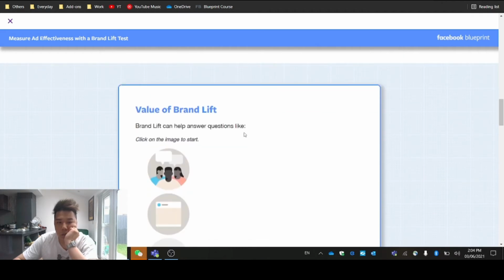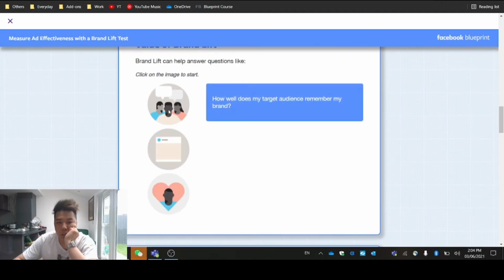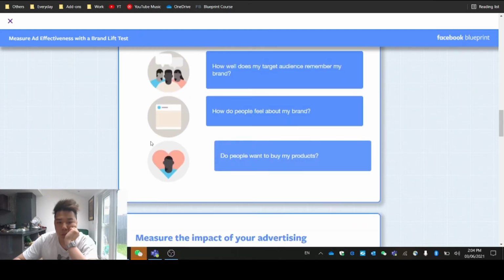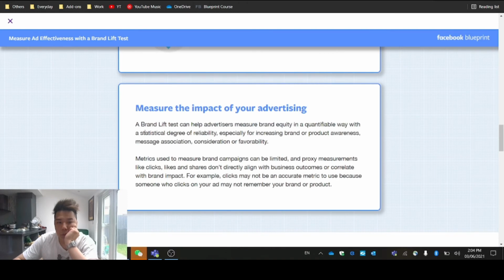Value for brand lift: product components and information like how does my target group remember my brand, do people like to buy my products? It's a bit more brand oriented. Measure the impact of your advertising.